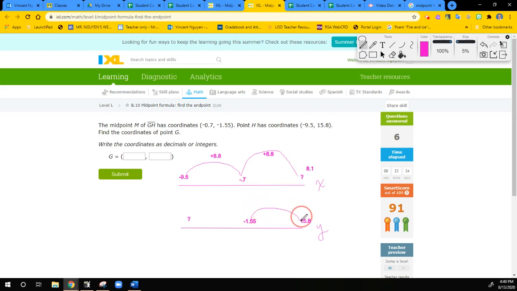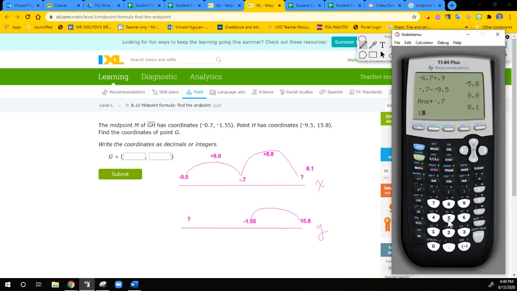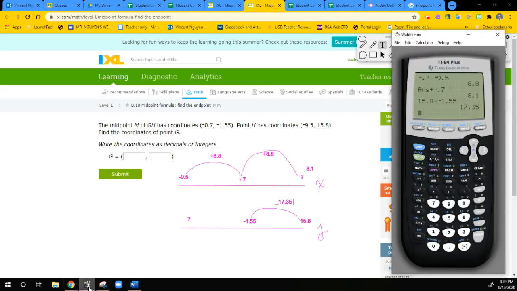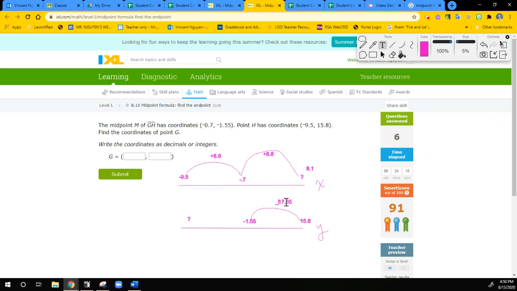Let's do the second coordinate. Second coordinate, I have to find out how long it is from here to here. Remember, take the big number, subtract the little number, okay? So take the big number, 15.8, minus a negative, so minus a negative 1.55. 17.35. So that means I am adding 17.35 to this, right? Is that what it says? Yeah. Okay. Oh, sorry. I didn't, let me redo that. I'm adding 17.35 to that number, right? So that means I have to do the same thing here. That means from this guy to this guy, I have to add 17.35 as well, right?